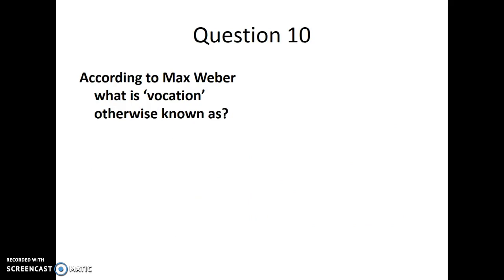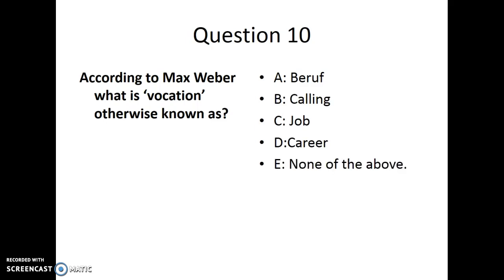Question 10. According to Max Weber, what's vocation otherwise known as? A, beruf, B, calling, C, job, D, career, or E, none of the above.